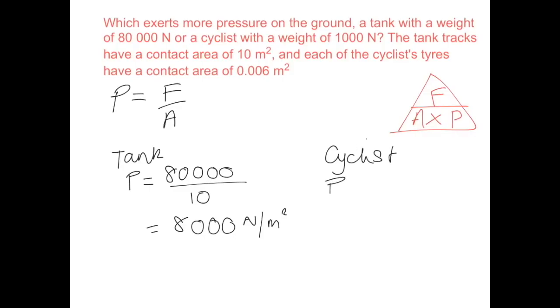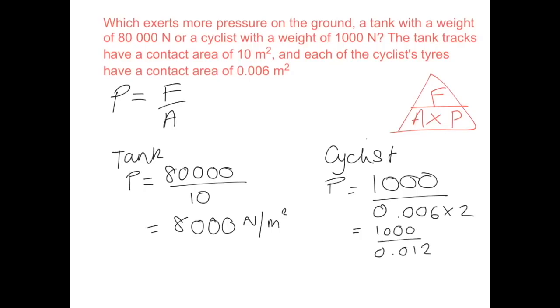Okay, so the pressure will equal the force again, which is this time 1,000 newtons, divided by the area. Now don't make a mistake here. The area is 2 lots of 0.06, the reason being that the cyclist has 2 tyres. So I'm going to do 0.06 times 2, which equals 0.12. So 1,000 divided by 0.12. I'm going to use the calculator here.